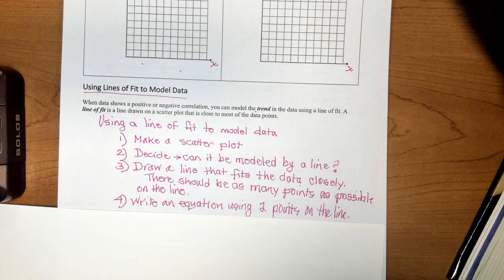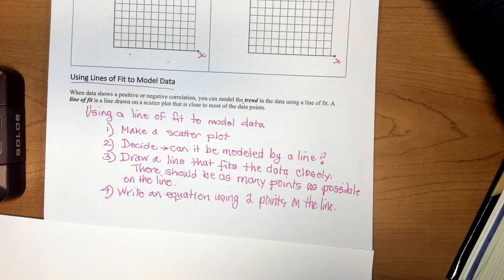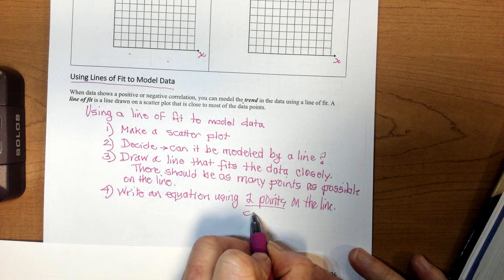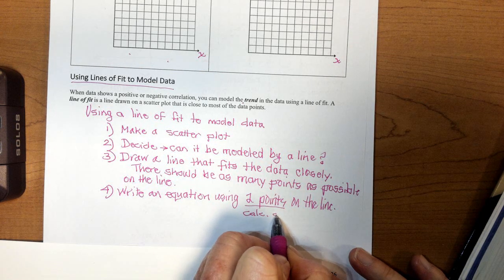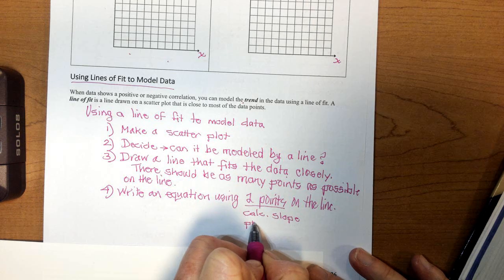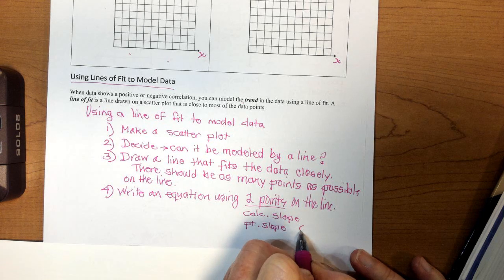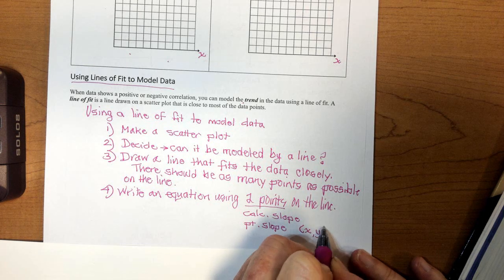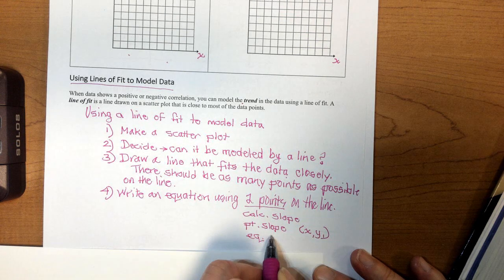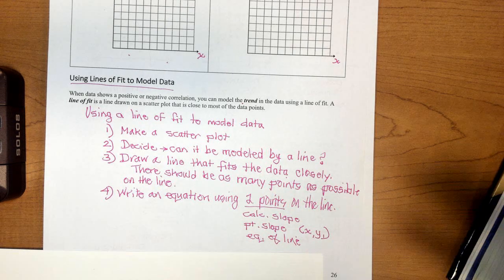After you do that, you're then going to write an equation using 2 points on the line. So what does that mean? You're going to take the 2 points, and you're going to calculate the slope. We know how to do that. You're going to use the point-slope form. We know how to do that because if you have an x1 and a y1 and you have a slope, then you can write an equation of the line. All of these things we did in the first part of this chapter.